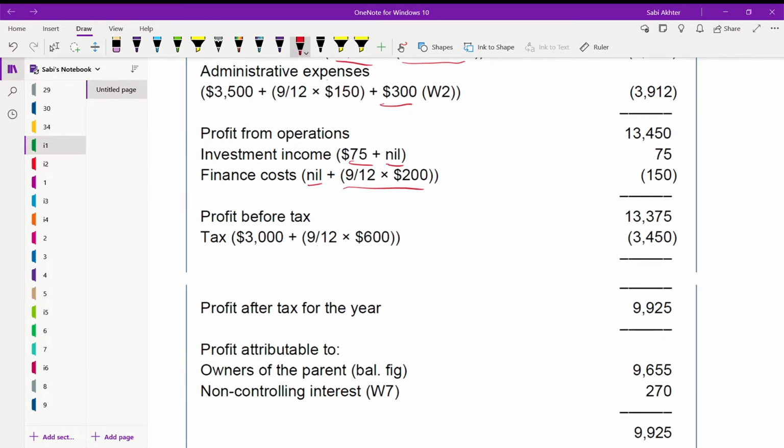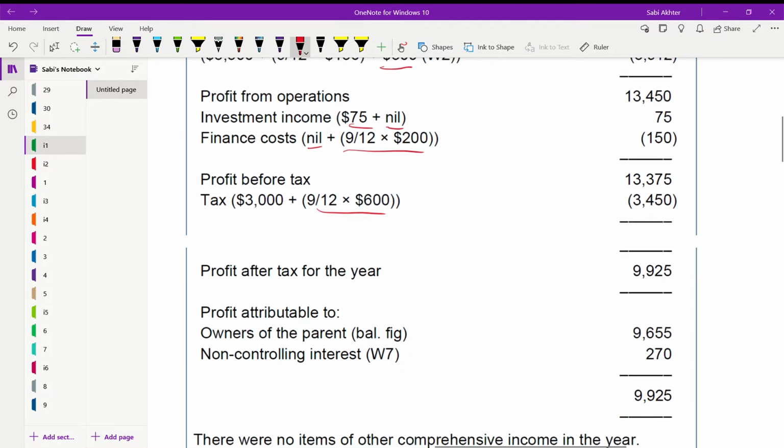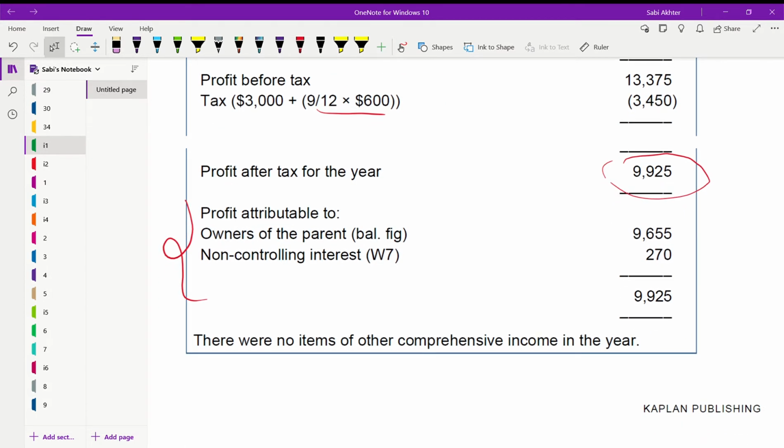Tax also you have to take 9 months of subsidiary and the parent. So after you reach here, okay, the new change comes in this section. That is profit that will go to the owners of the parent as well as the NCI. For the NCI, we have already done working 7. There is no working for parent, okay, this is just a balancing figure. That means first you have to write for the NCI, then parent automatically you will get. So this profit, you have to get this profit only.